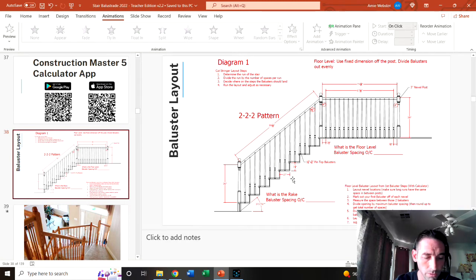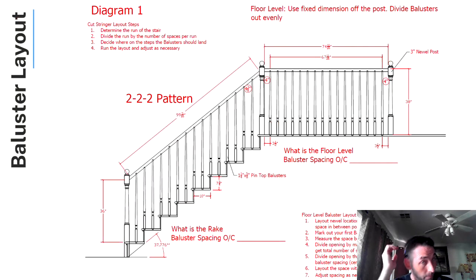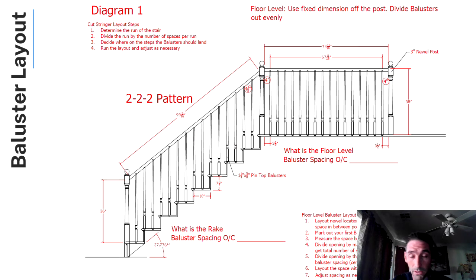So if we go to, let me see if I can open this up. Alright, so this is the start of layout. We do it in a couple different ways, but this is the first one. This is how I always did it when I installed. The place you most likely will end up out of code on a stairway is right here. This post is going to taper in, and where that post tapers in, you're not going to take that into account, and you'll end up out of code.